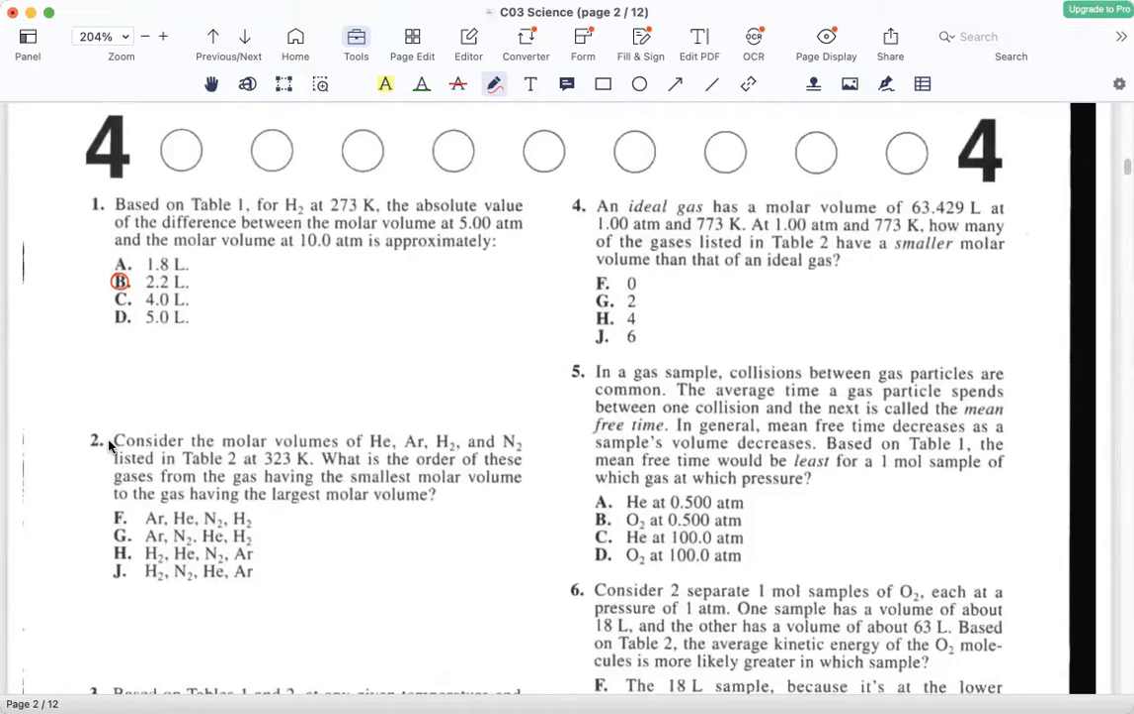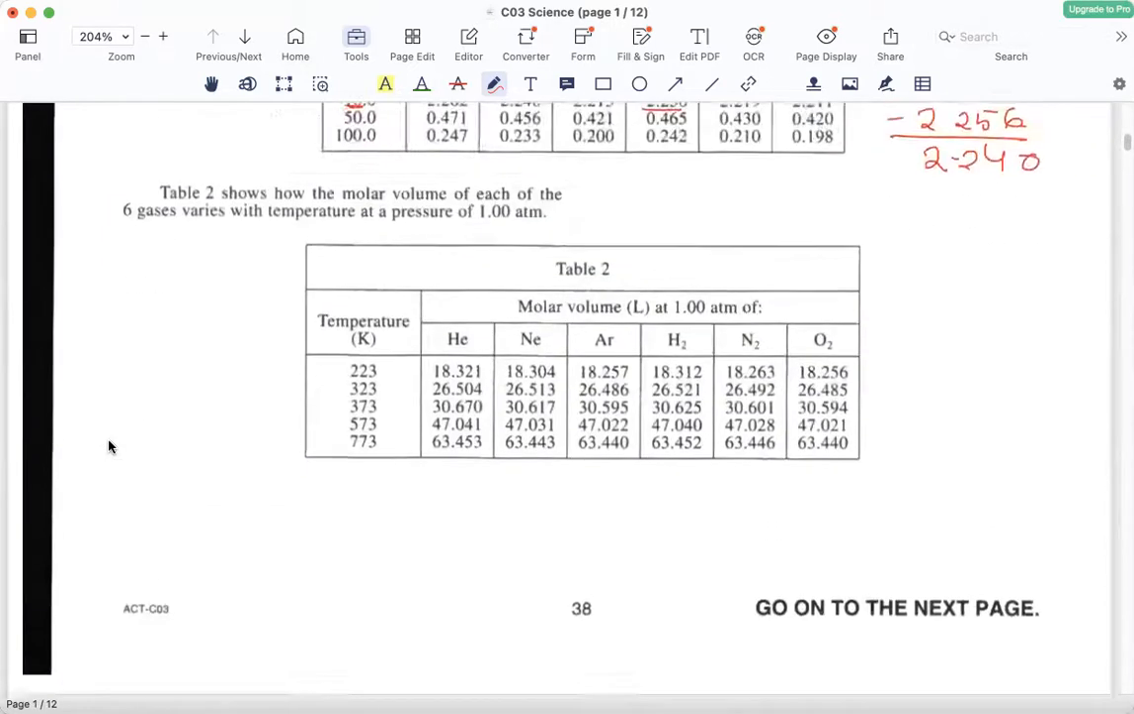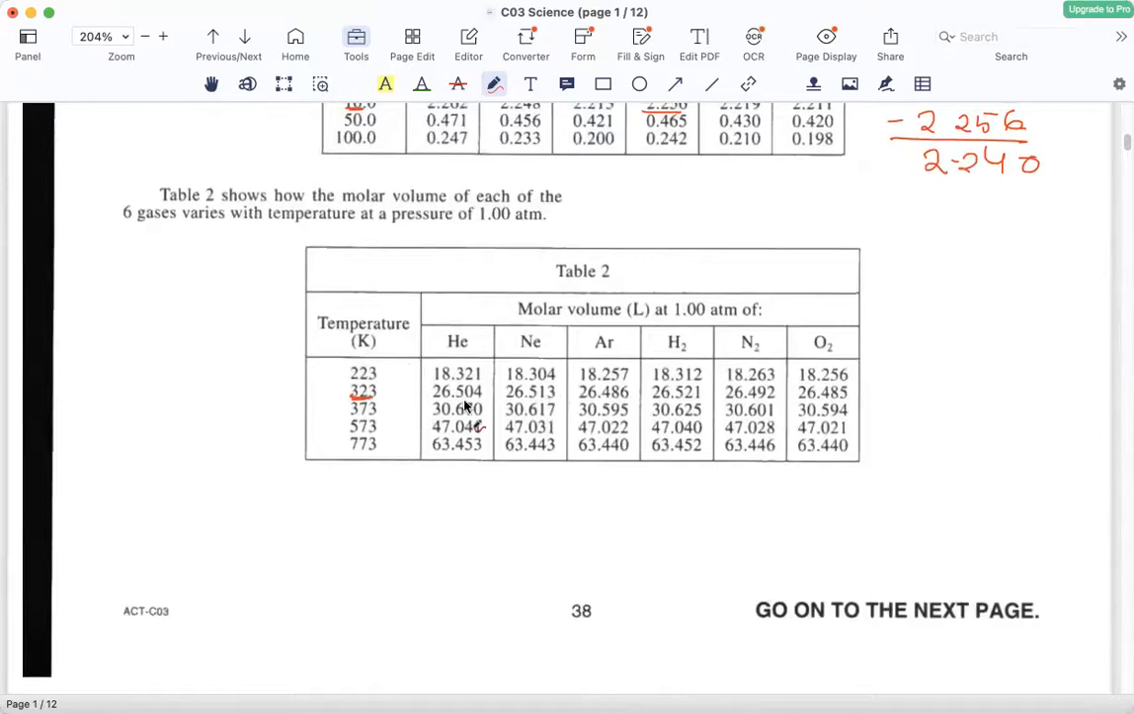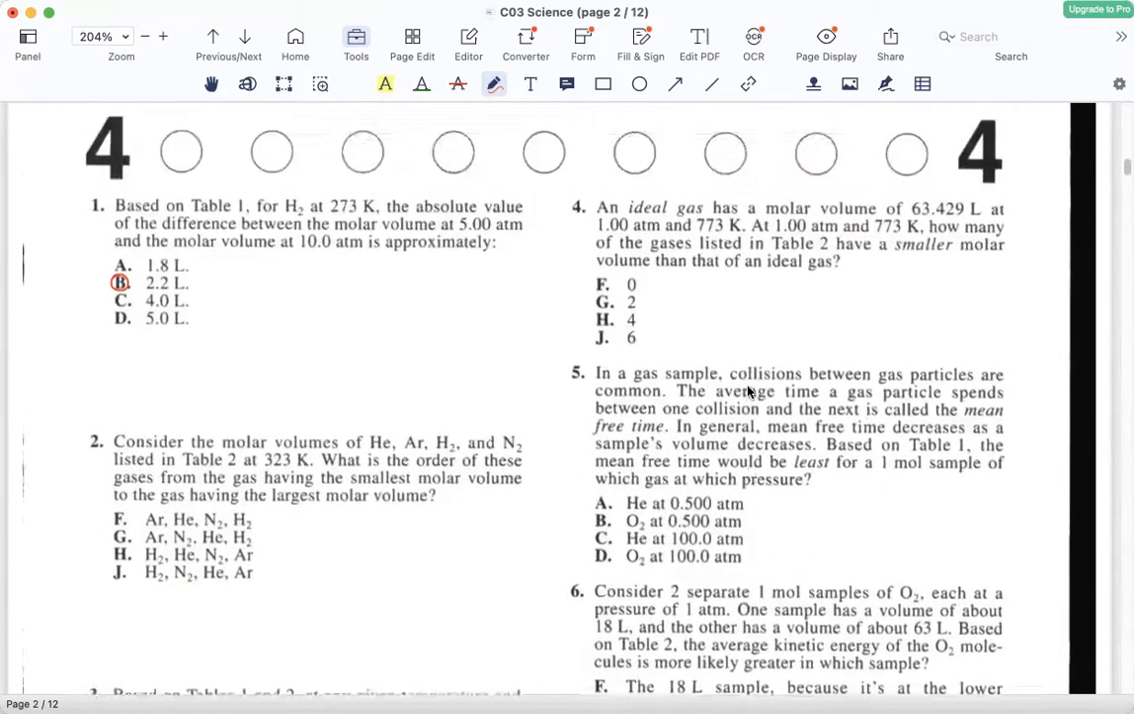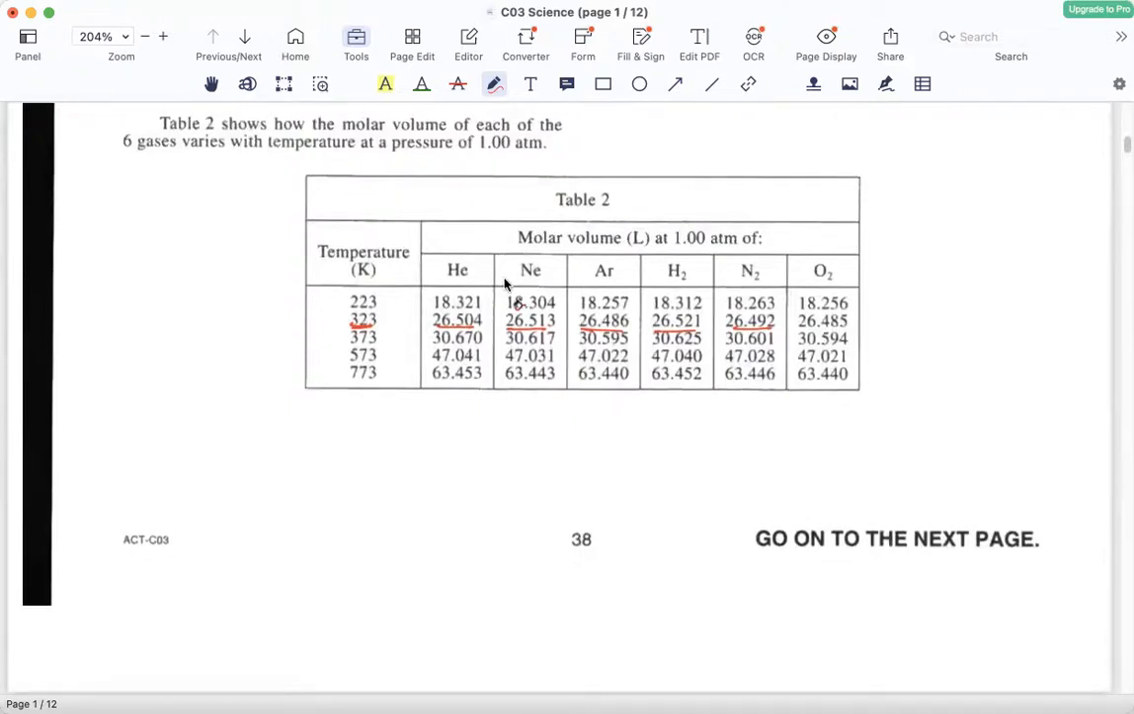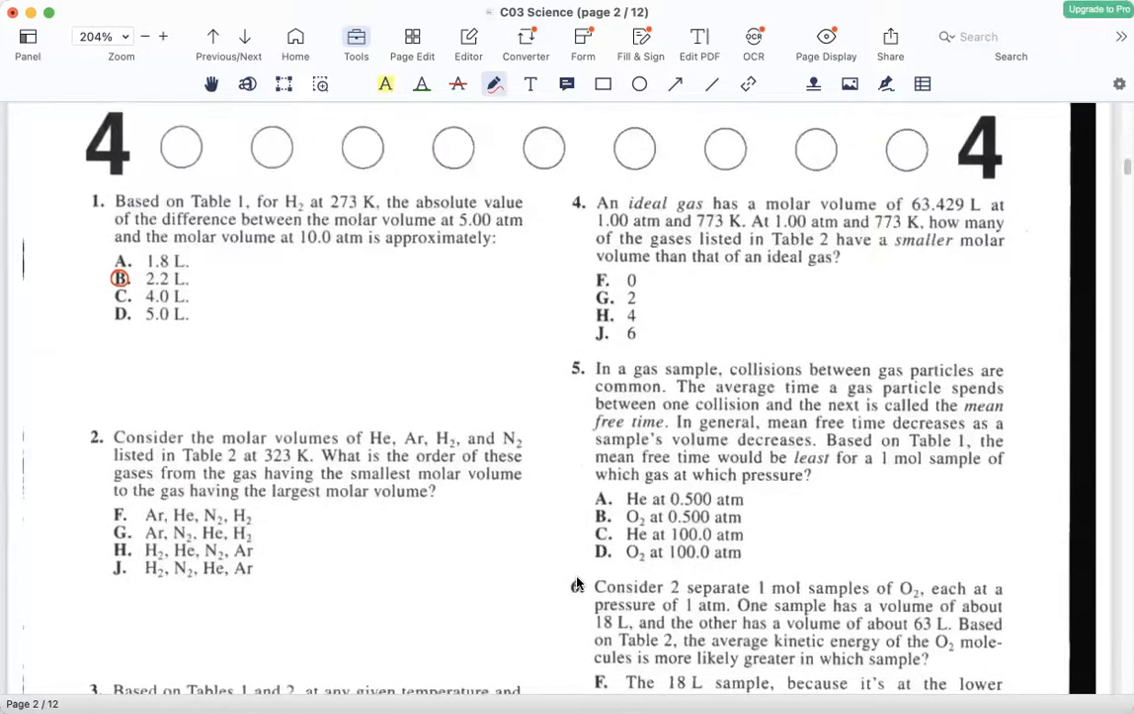Consider the molar volumes of helium, argon, hydrogen, and nitrogen listed in the table. What is the order of these gases from the gas having the smallest molar volume to the gas having the largest? 323 Kelvin. Okay, so this is 323, and there were 5, right? So helium, argon, hydrogen, nitrogen. Okay, so we don't have to consider this. So 26.504, 26.486, 26.521, and 26.492. And we have to go from smallest to highest.